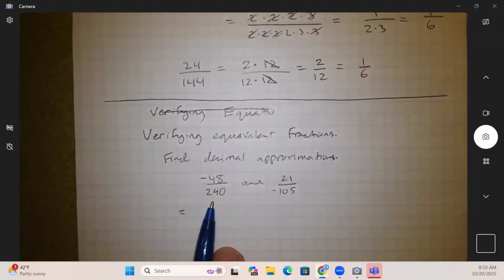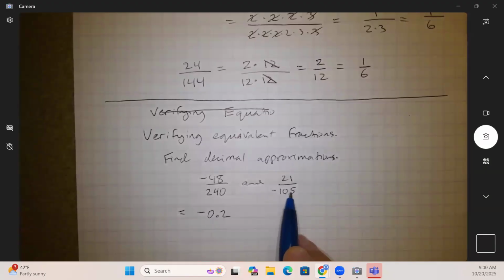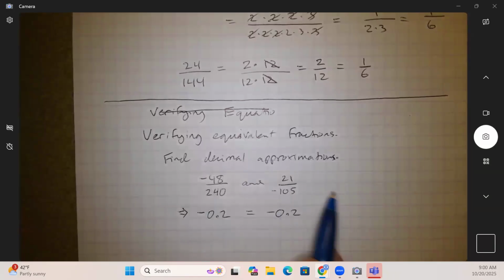What's the decimal version of minus 48 over 240? I think it's negative 1/5 or negative 0.2, right? It's negative 0.2. And what's the decimal approximation of 21 divided by negative 105? It's the same. All right, so those fractions represent the same number. If you're gonna grab your calculator to do fancy work, might as well use your calculator to make it simple.